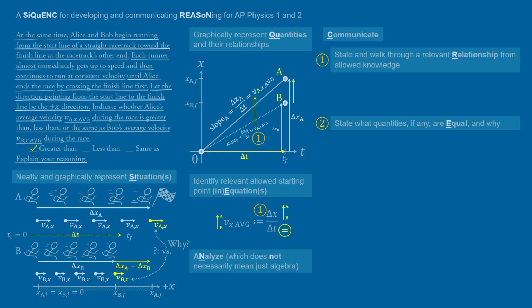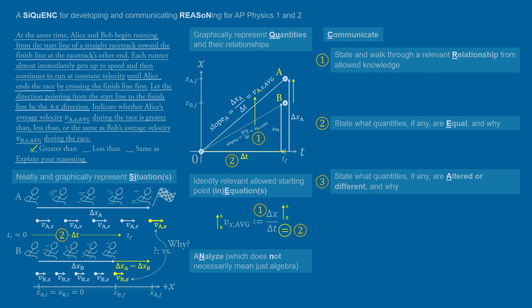2. State what quantities, if any, are equal and why. In the sketch of the situations, we draw a circled 2 near the one single copy of delta t. On the graph of position versus time, we draw a circled 2 near the arrow on the time axis labeled by a single copy of the symbol delta t. And near the equation defining average velocity, we draw another circled 2 near the equal sign annotating the delta t in the denominator. Each of these 3 labeled symbols represents that Alice and Bob run for the same duration of time during the race.